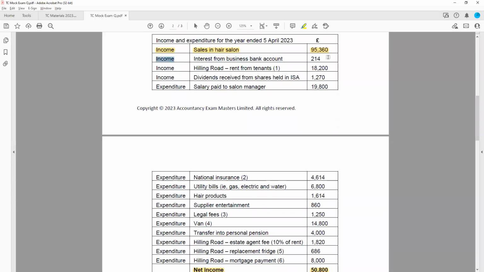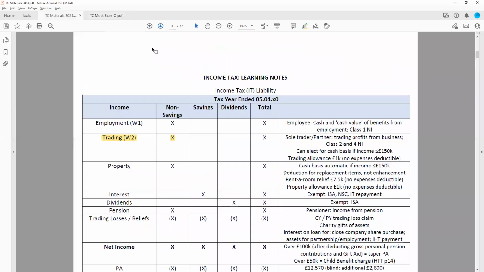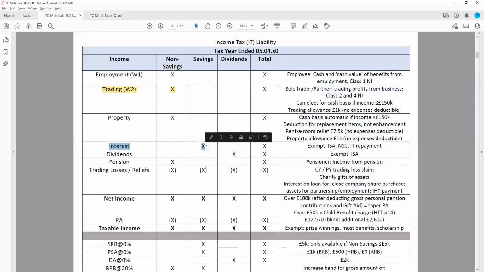So then we've got interest from the business bank account. So if an individual receives interest, that is taxed as interest and therefore needs to be included in their savings income.